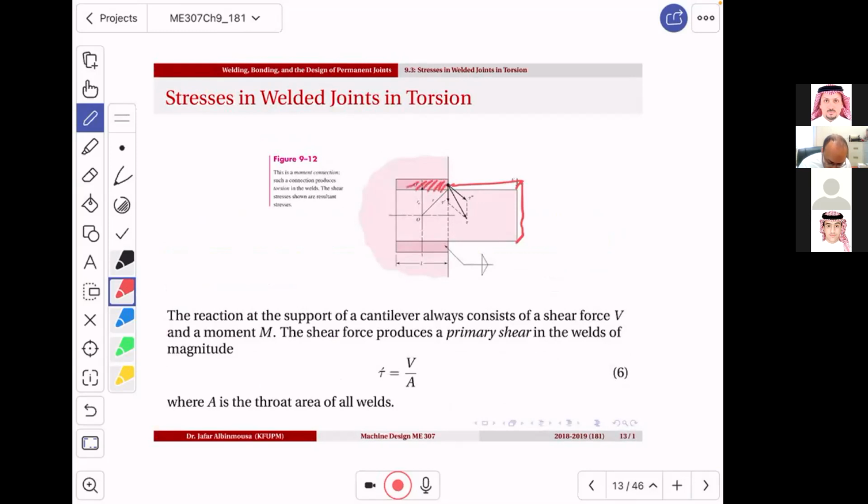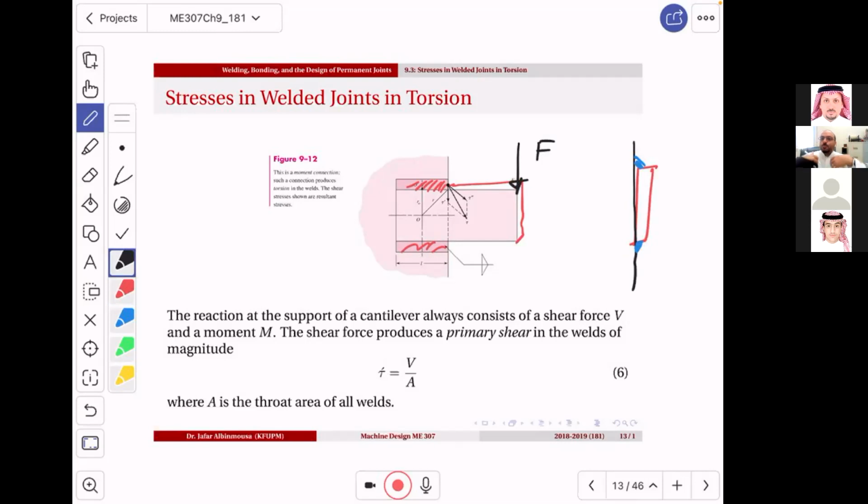We put a weld here. Why? Because I can take this plate, and there is another wall or steel or something, and then I put the weld in here, and I put the weld in here. And the reason is because I am applying a force like that.